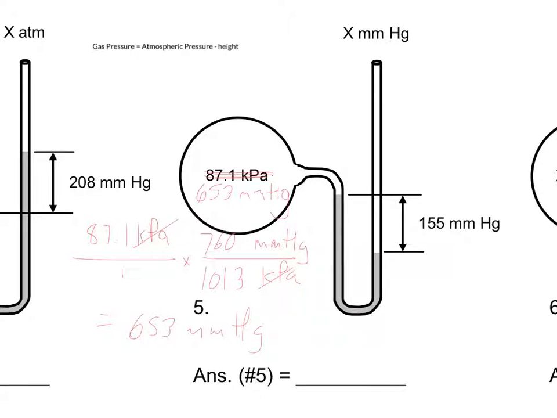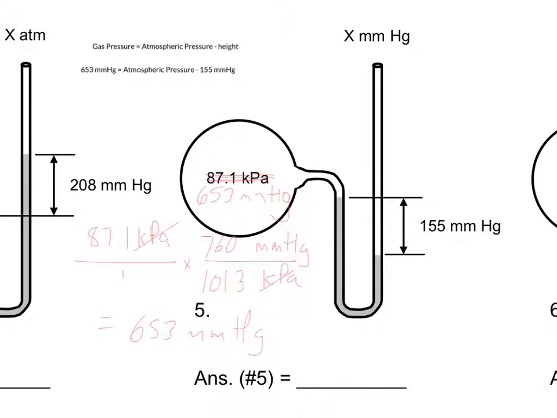So let's go ahead and do that. I've now plugged in the values for each of these things. So my gas pressure, we just calculated at 653 millimeters of mercury. My atmospheric pressure is what I want to know, and my height of my column is 155 millimeters of mercury. So to solve correctly for atmospheric pressure, I need to get rid of this height column value and bring it over to the other side. In order to do that, I'm going to have to add that value to 653 to get the correct answer.